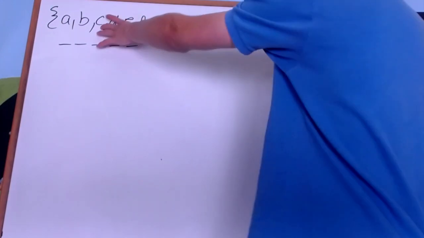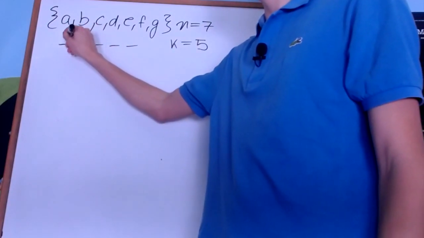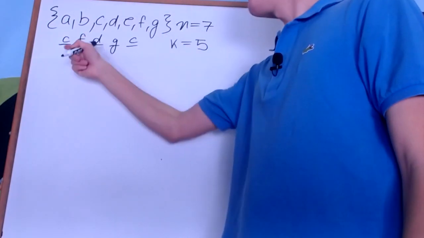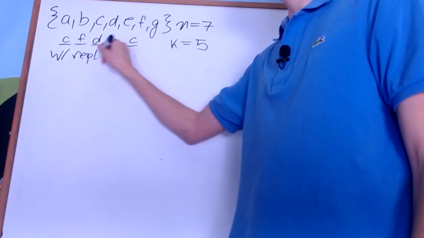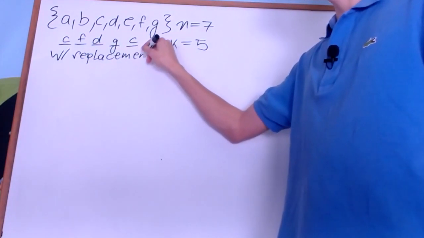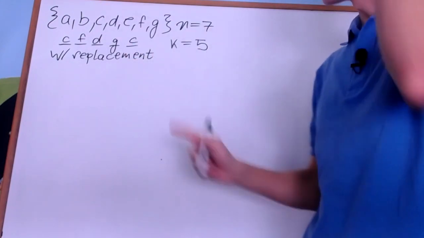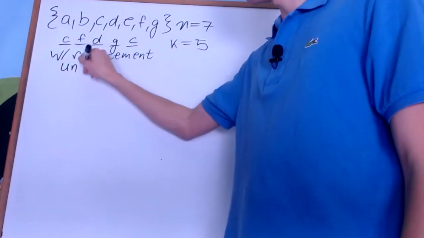So I just draw from this alphabet to create any arbitrary string. Let me say C, F, D, G, C. And the reason I'm able to have that C twice is because I'm drawing with replacement. Because I have the ability to replace what I'm drawing from, I'm able to have it twice. But there's also another requirement, which is that these strings are unordered.